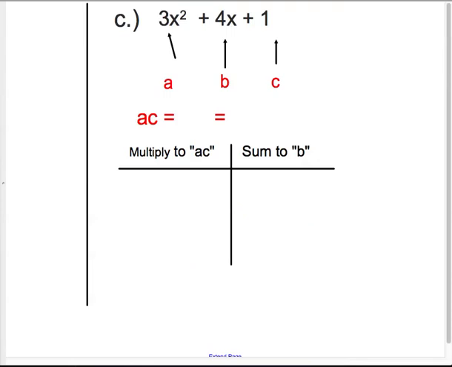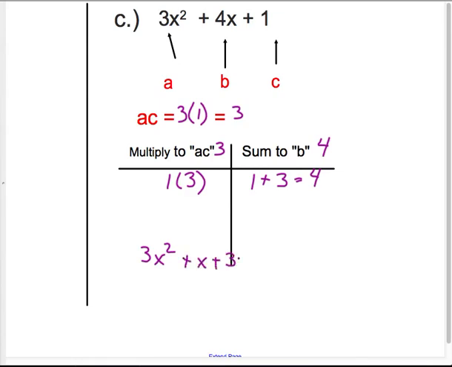One more example. This time our a is 3, our c is 1. So we need to multiply to 3 and add to 4. Well, the only numbers that multiply to 3 are 1 and 3. And since we're adding to a positive, we know we want both of those to be positive as well. So 1 plus 3 gives us 4. So rewriting our trinomial, I'm going to have 3x squared. And instead of the plus 4x, I'm rewriting that as a plus 1x plus 3x from those two terms we just got in our t-chart. And my c stays the same at plus 1.